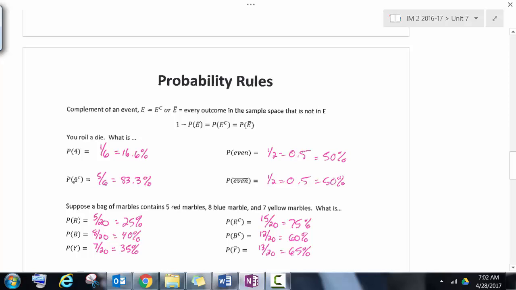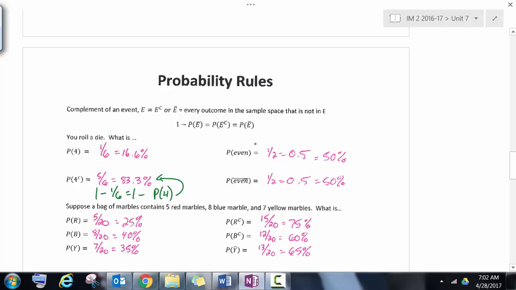The complement of rolling a 4 is if we get a 1, 2, 3, 5, or 6. And there's 5 ways to do that. So it's 5 out of 6, or 1 minus 1 out of 6, which is 1 minus the probability of getting a 4, gives us that.